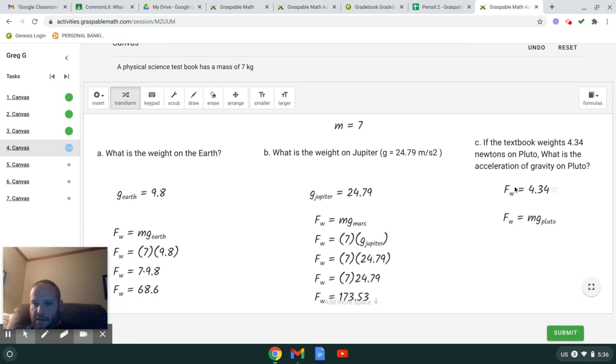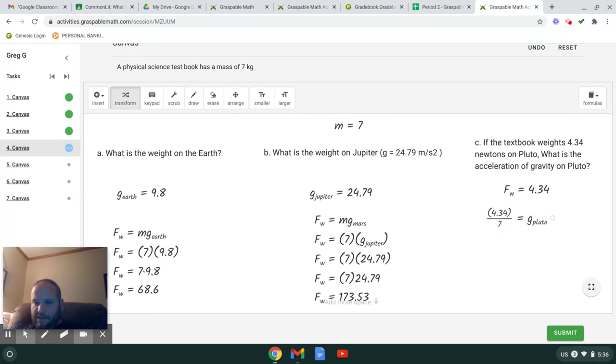And then the last one: if the textbook weighs 4.34 newtons on Pluto, what is the acceleration of gravity on Pluto? This is the weight on Pluto, so I'm going to drag that into there. My mass is still 7, so I'm going to come back here and drag that there. Now I need to get G Pluto by itself. I need to get rid of my parentheses first. I'm going to move my 7 over to the other side.